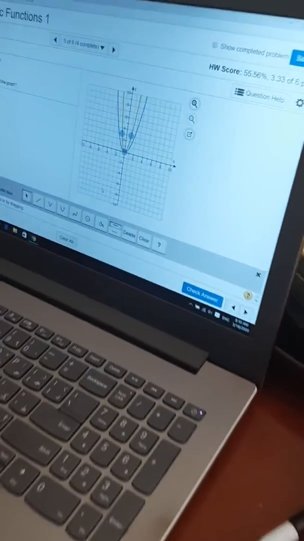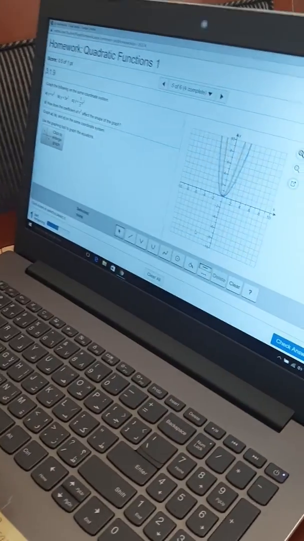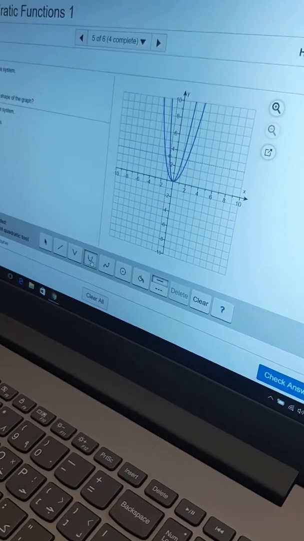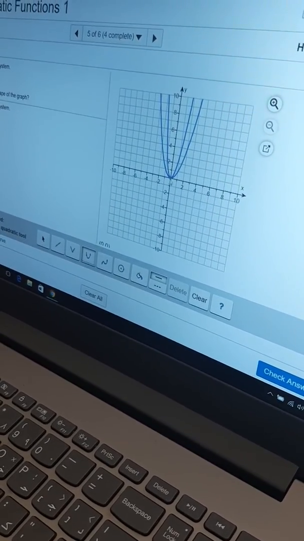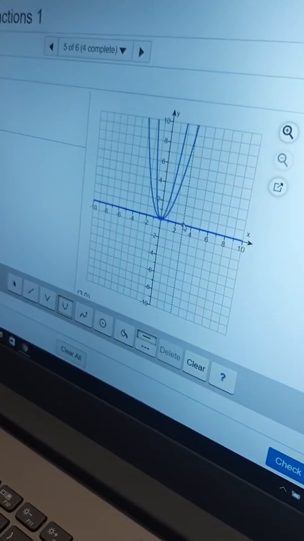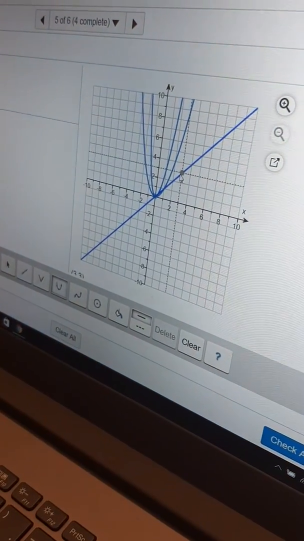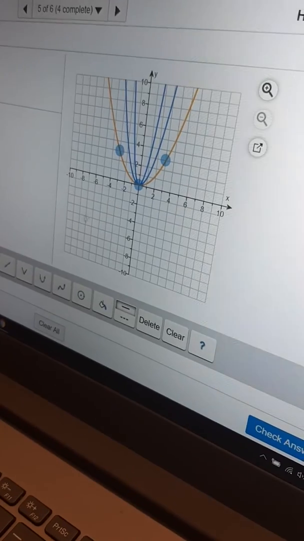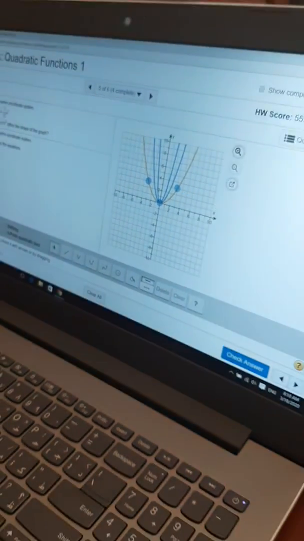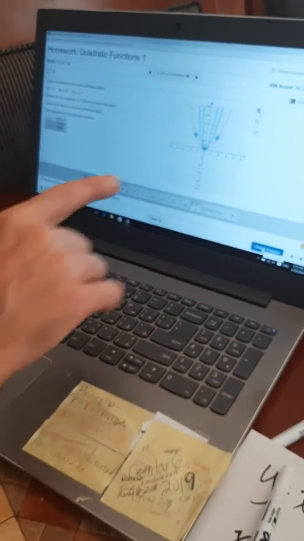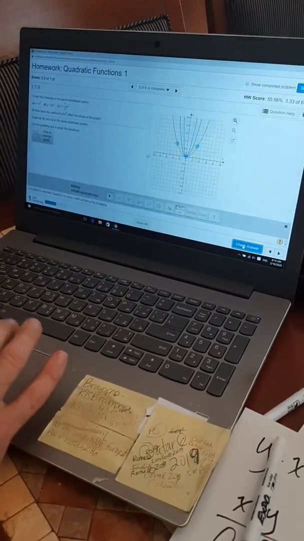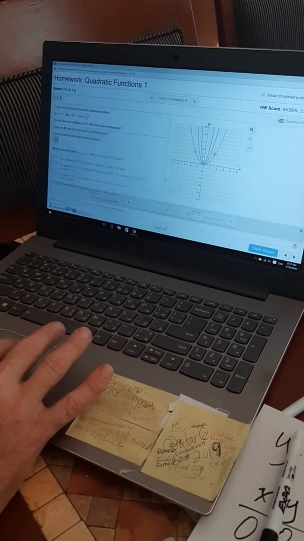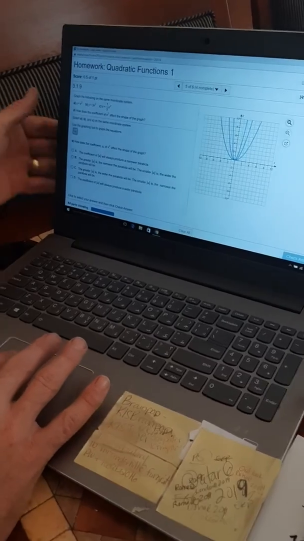Is it going to be steeper or wider than the parent function? So go back down here, get this again. 0, 0, 3 comma 3, and negative 3 comma 3. You got those? All right. After you've graphed those 3 together, then you check your answer. And go on to the next one.